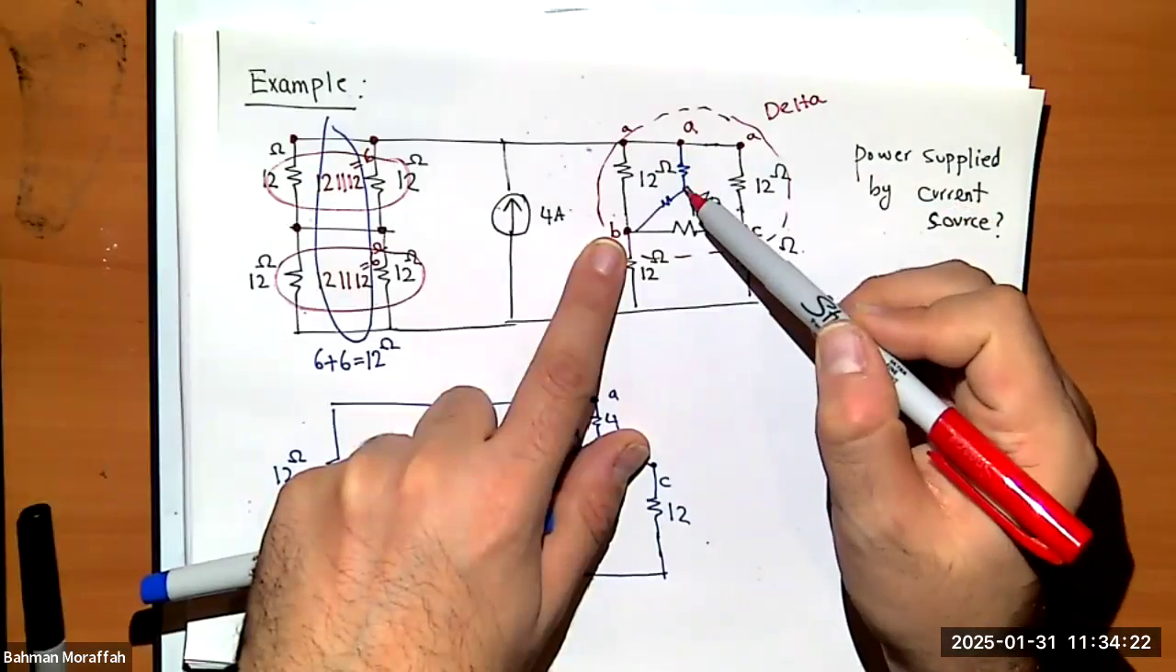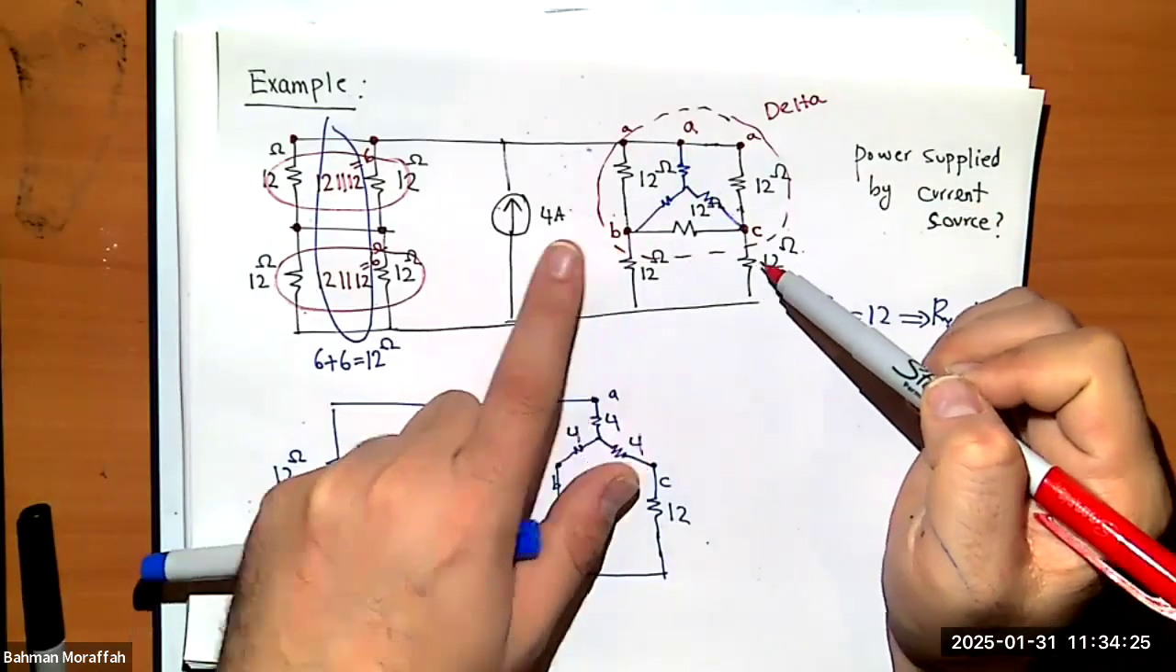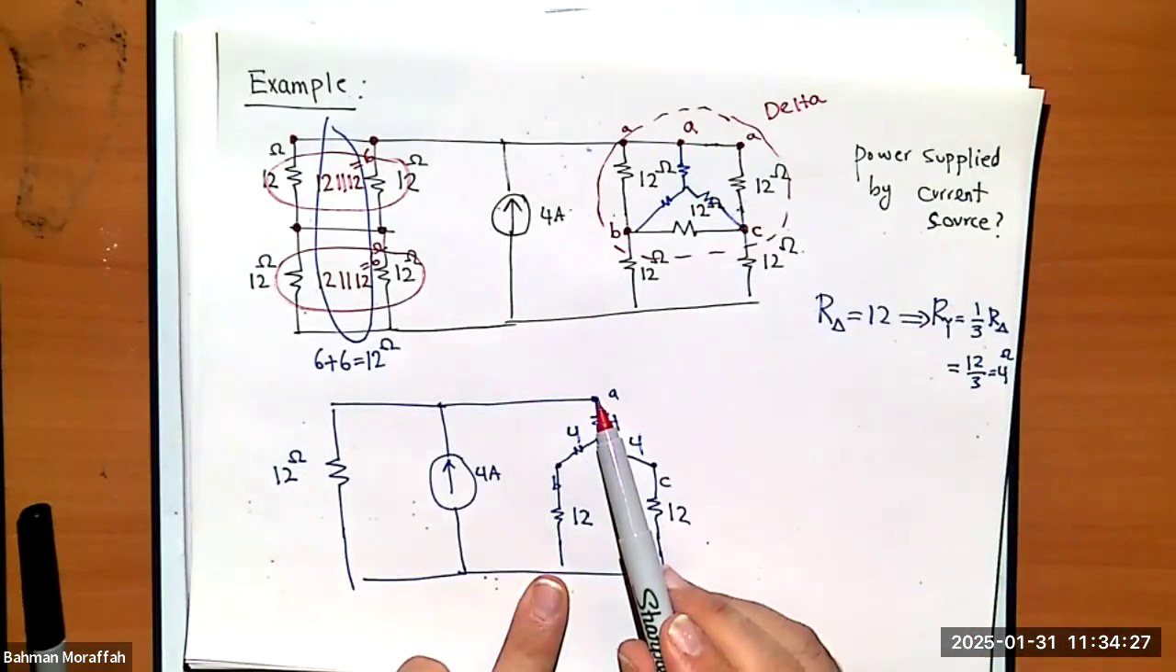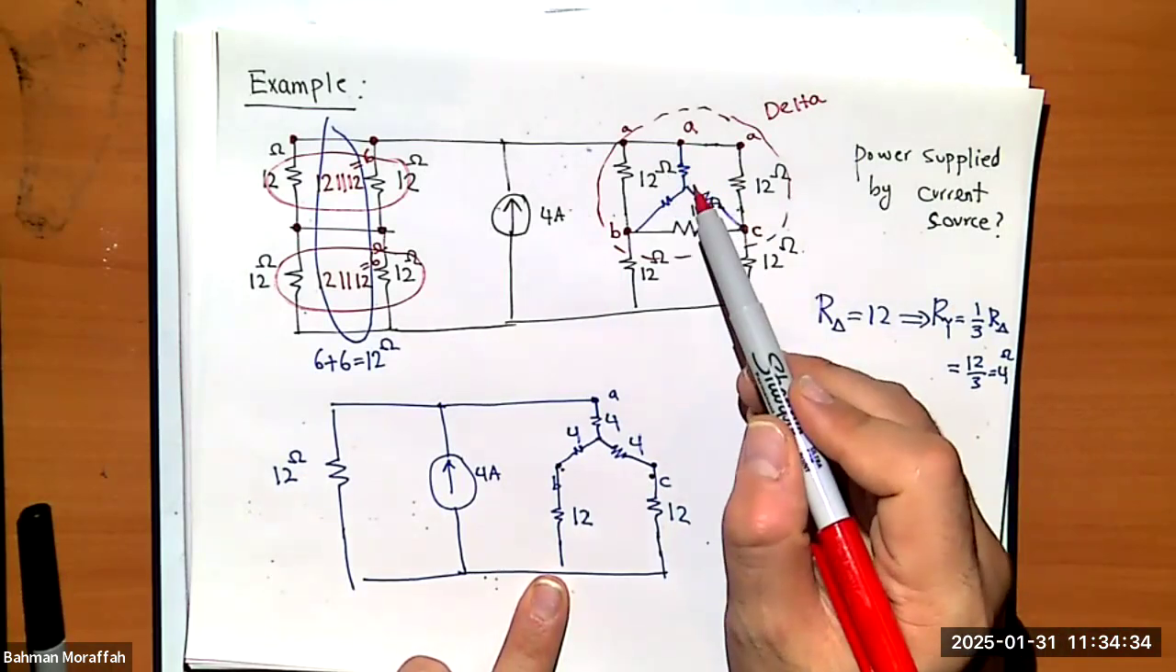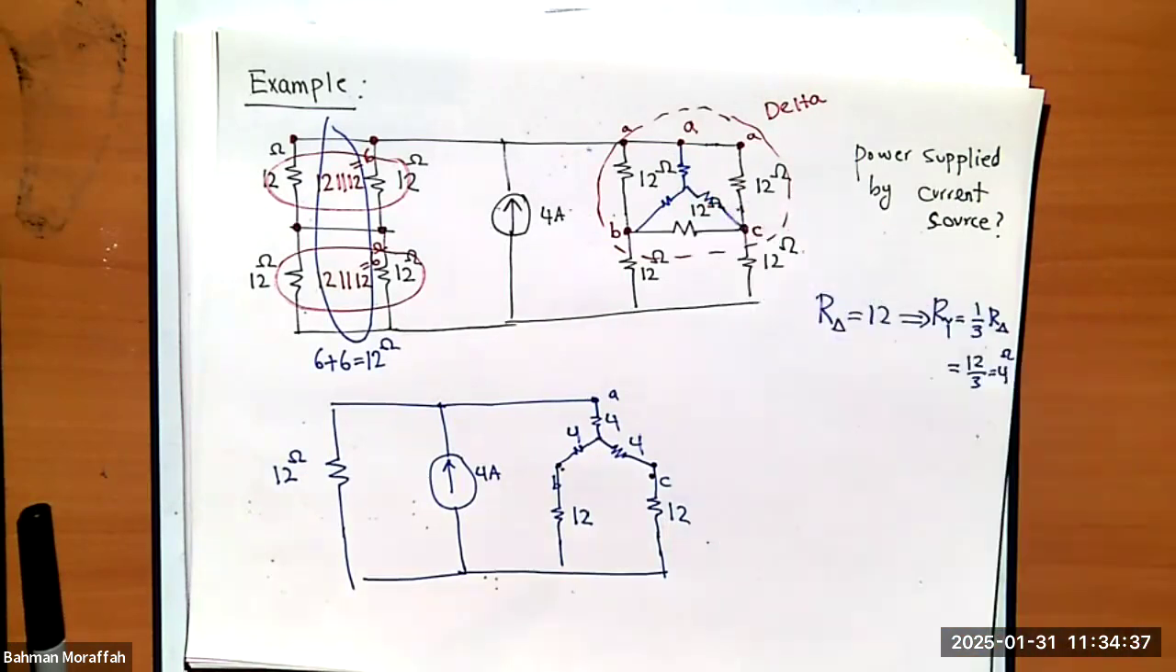I know my Y is going to go between A, B, and C. So that's exactly like how it went. This is A, this is B, this is C, right? All I need to do is find the values for these resistors. I could either use the general formula that I had or the special case, because the values of the resistors for the delta are all the same, and they're 12, right? So I know that's basically 1/3 of it, which is 4. And that's how I get this circuit. Is that clear? Okay.